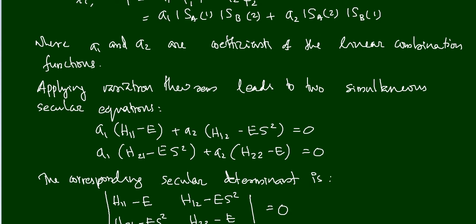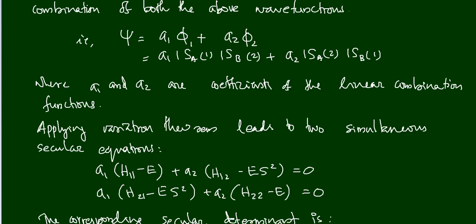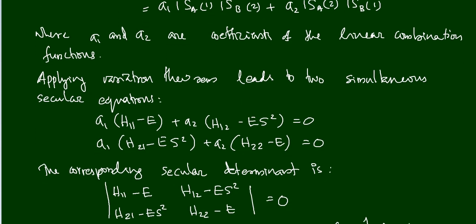Now you can apply the variation theorem. And if you are applying the variation theorem, this leads to two simultaneous secular equations. I don't need to go to the explanation of these secular equations because you have already learned this in detail, right? When we were studying the variation theorem, we studied in detail these secular equations. You know how these type of linear combination functions will lead to the secular equations.